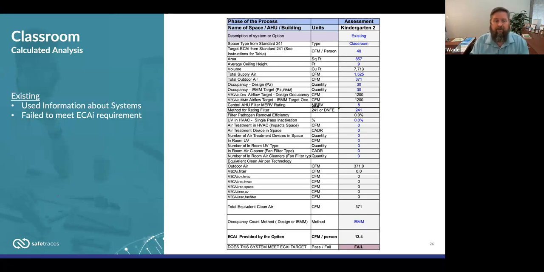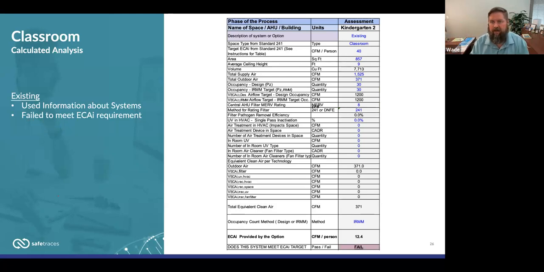So you get 0 for that filter. The only contribution for equivalent clean air in this example is the outdoor air of 371 CFM. When you look at that, you look at it as CFM per person to see if you passed, meeting 241. And in this case, it's a fail. And so this is doing that mathematically with the numbers that you found during your assessment.